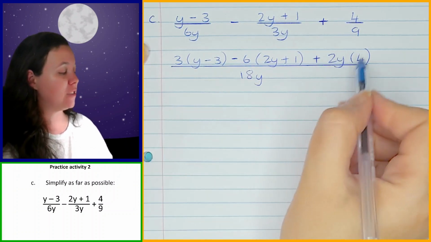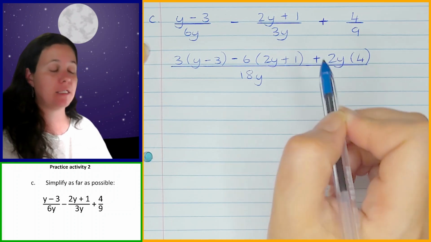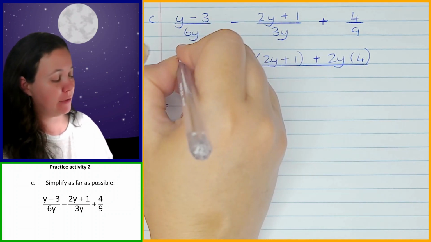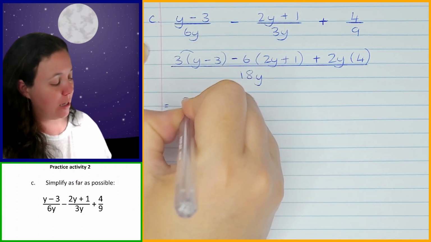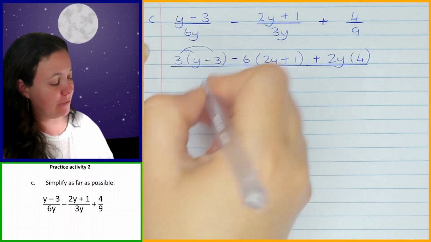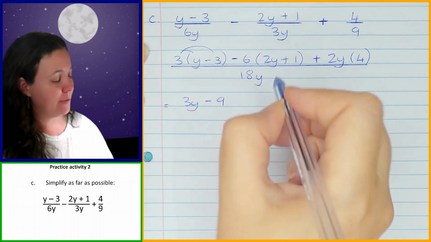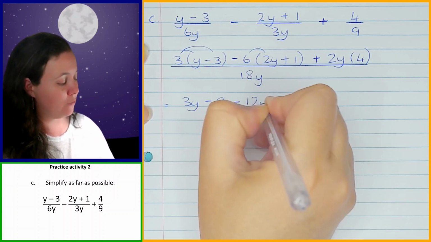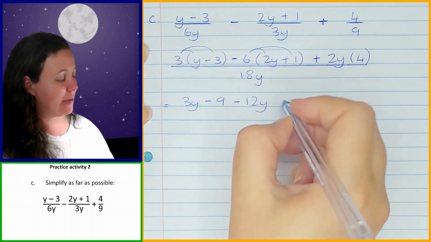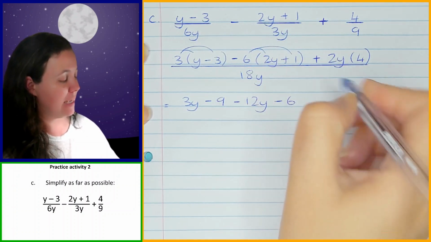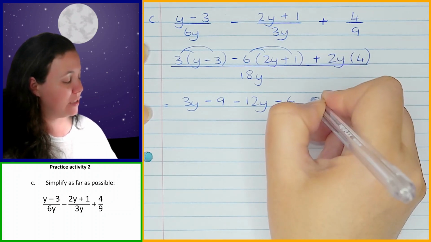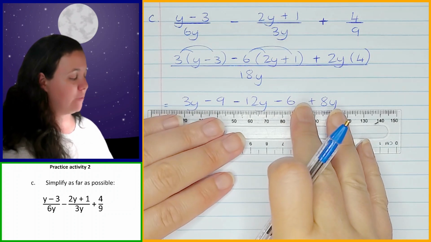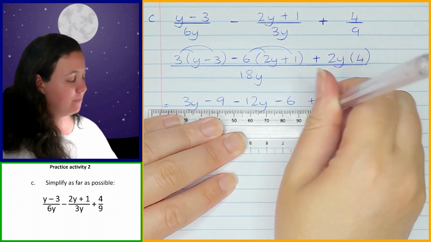Okay, now again, because it's only one term, you could have just multiplied that straight away. So over here, I'm going to get rid of my brackets now. So I multiply the 3 in, that becomes 3y. And then 3 times negative 3 is minus 9. Then I've got negative 6 times 2y is negative 12y. And negative 6 times positive 1 is negative 6. And then 2y times 4 is plus 8y. That all goes over my denominator of 18y.